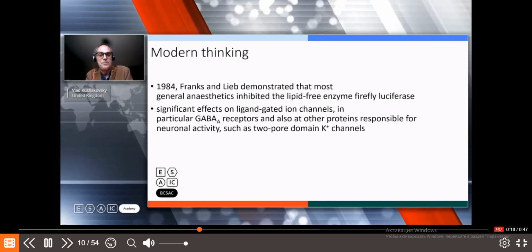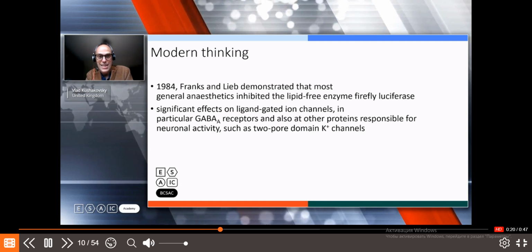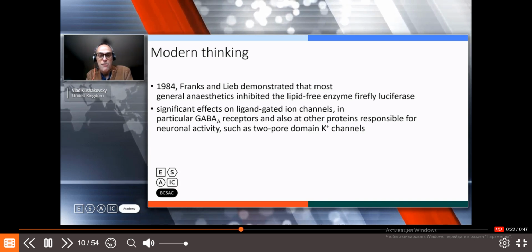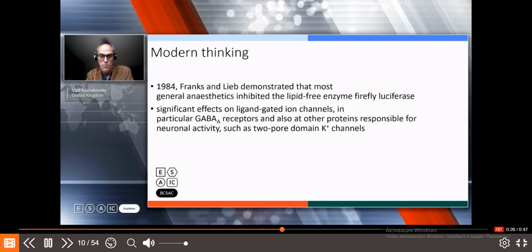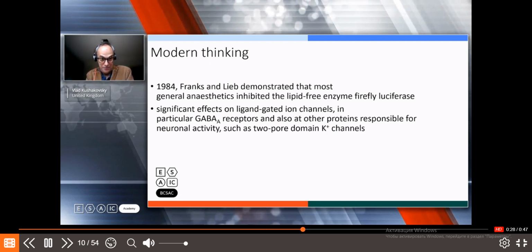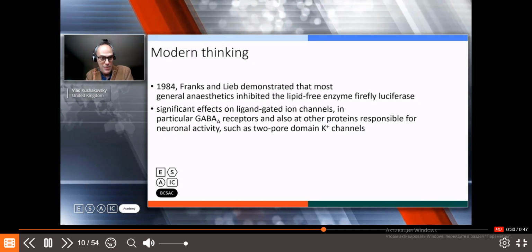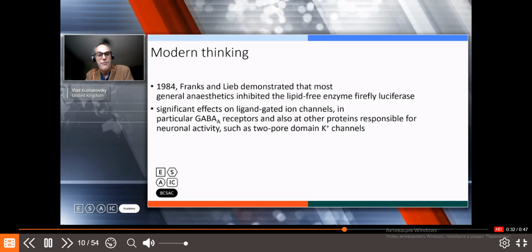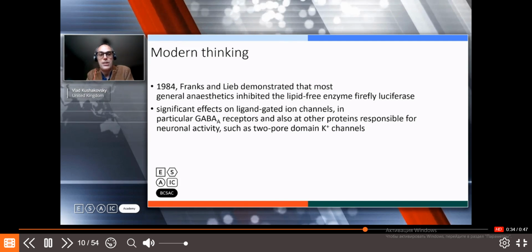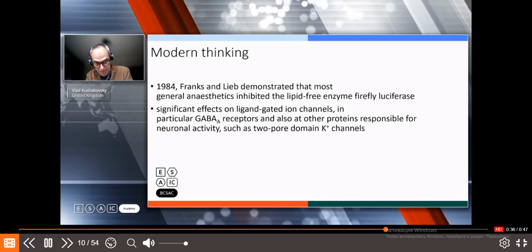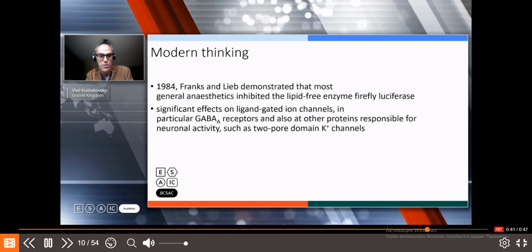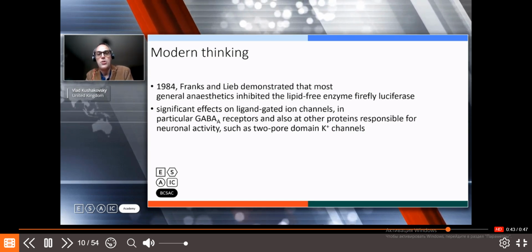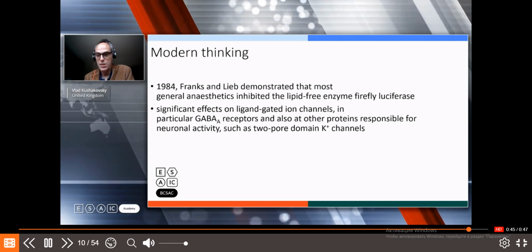So since then, the current thinking is that most anesthetic agents work on proteins within receptors, and they produce significant effects on ligand-gated ion channels, in particular GABA-A receptors, and also on other proteins responsible for neural activity, such as two-pore domain potassium channels.